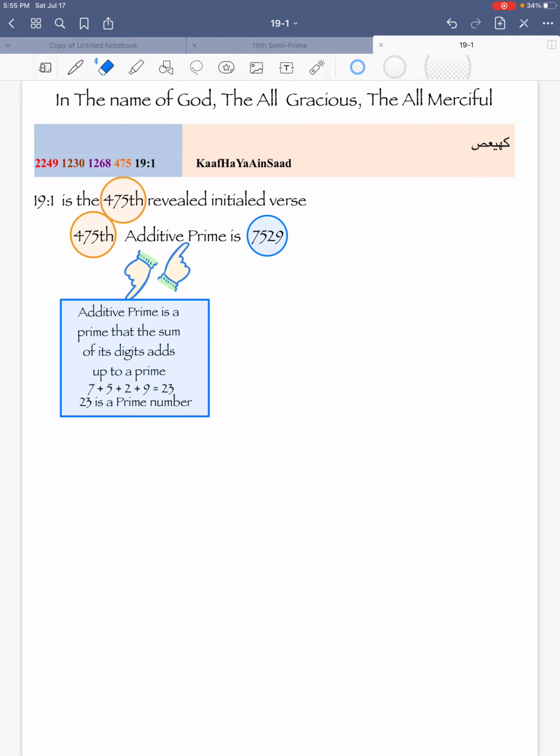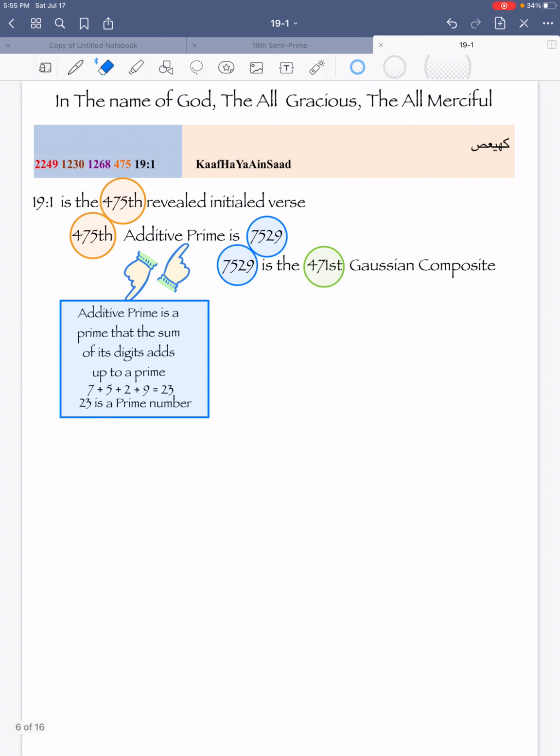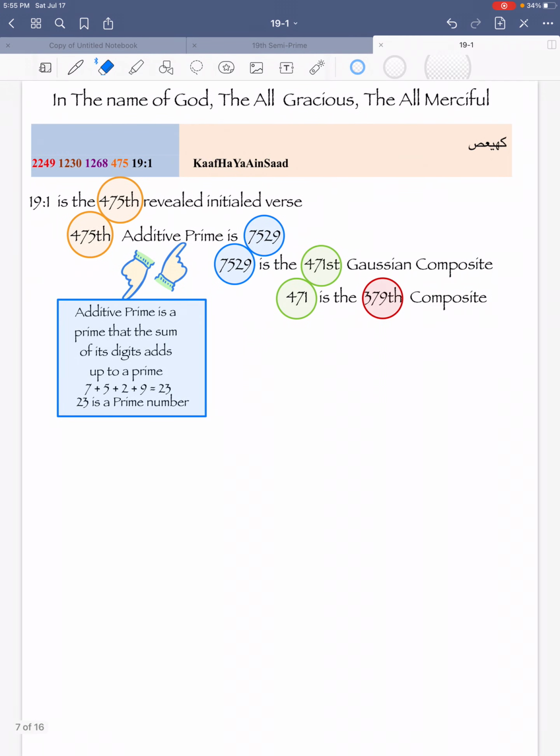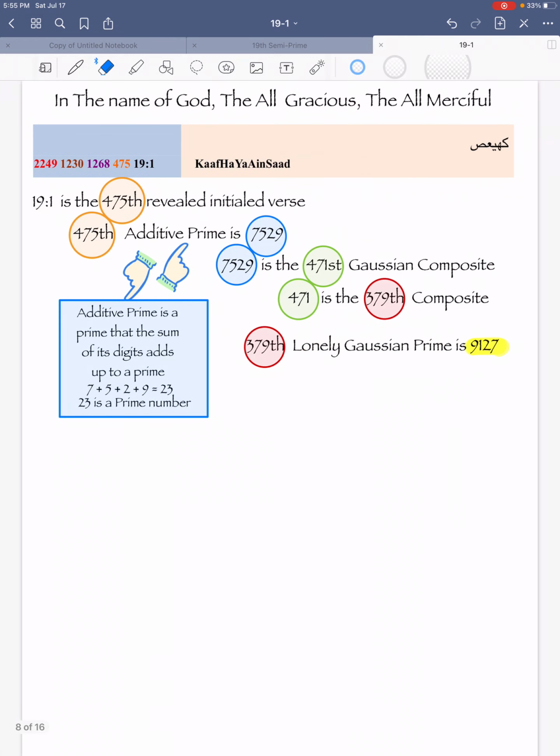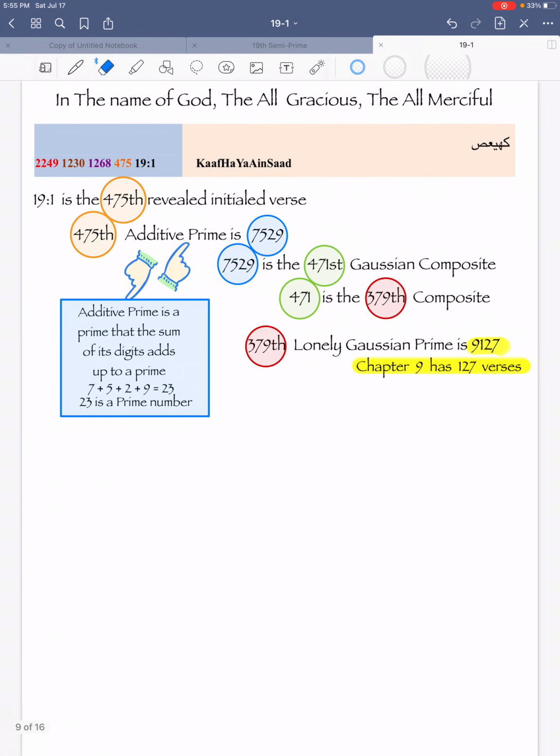Therefore, 7,529 is an additive prime. 7,529 is the 471st Gaussian composite, and 471 is the 379th composite, and 379 lonely Gaussian prime is 9127. And we know 9127 is mathematically telling us that chapter 9 has 127 verses and not 129.